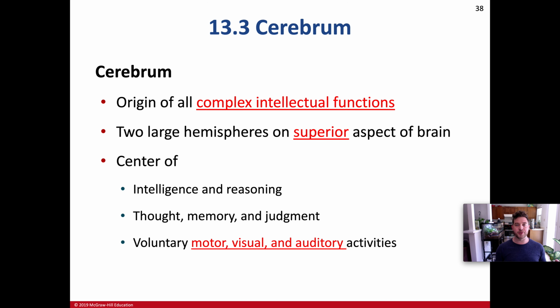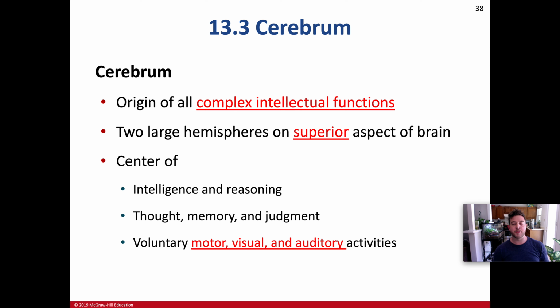Okay, so now getting into the larger regions of the brain, starting with the cerebrum, the part that sits on top. It is the origin of all complex intellectual functions. The two large hemispheres are on the superior aspect of the brain. It's a center of intelligence, reasoning, thought, memory, and judgment, as well as voluntary motor, visual, and auditory activities.